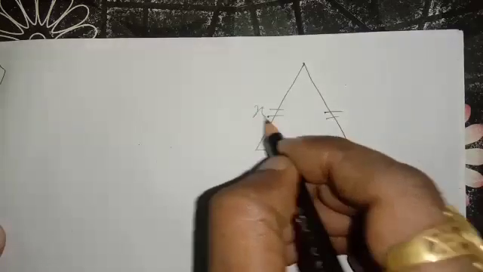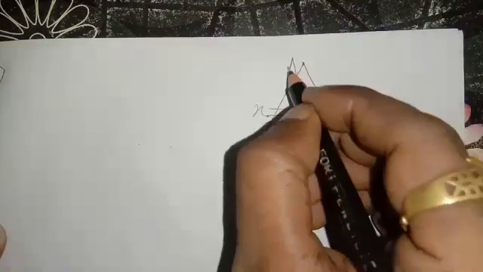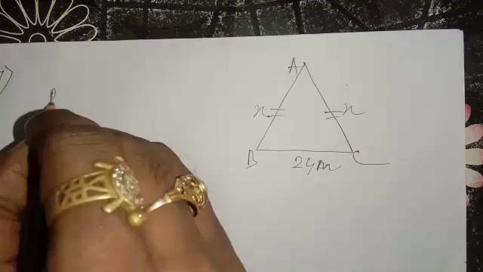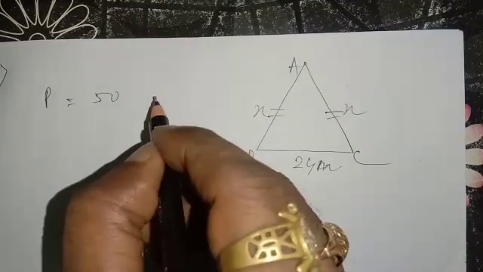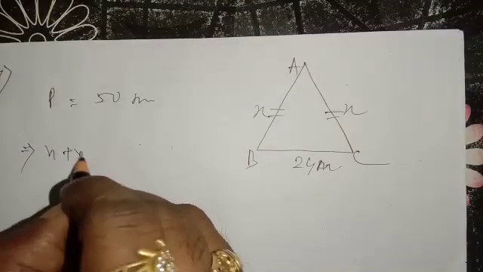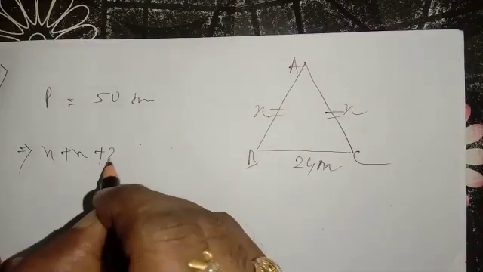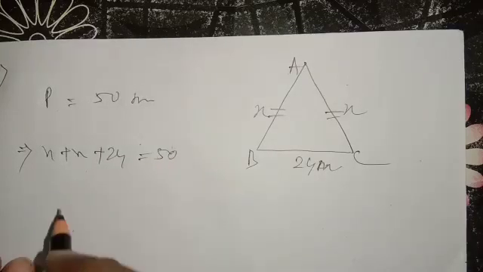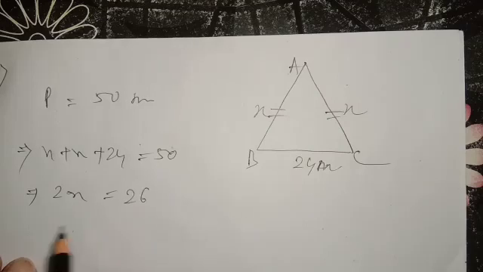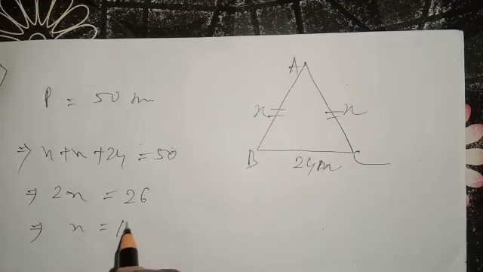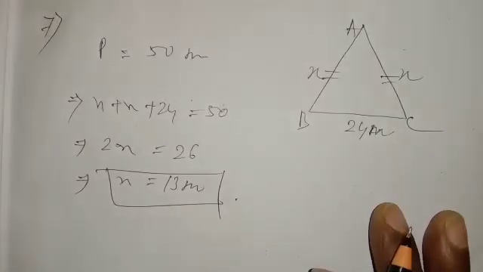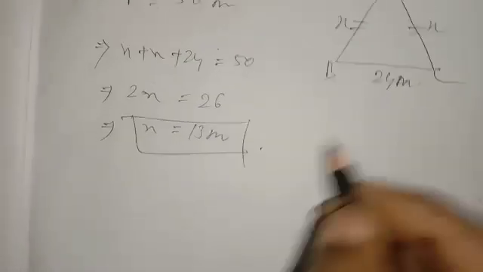Let this side be x. ABC is a triangle having two sides equal. Base is given 24, perimeter is given 50 meter. The perimeter means the sum of three sides, so 2x plus 24 equals 50. Therefore 2x is equal to 26, after you subtract, so x comes to 13 meter. Therefore each equal side is equal to 13 meters.